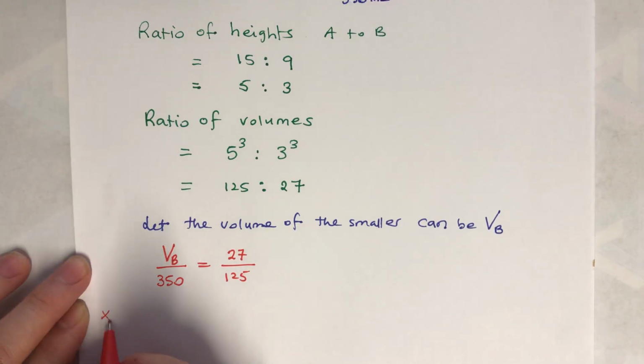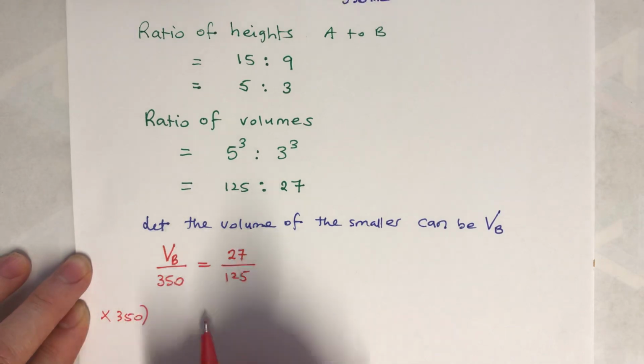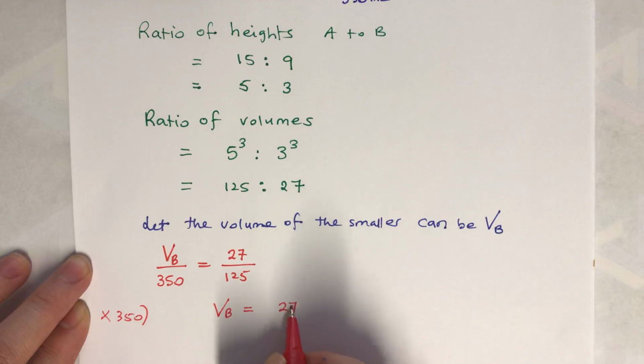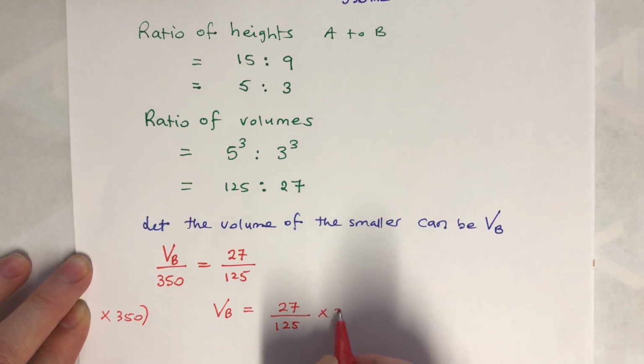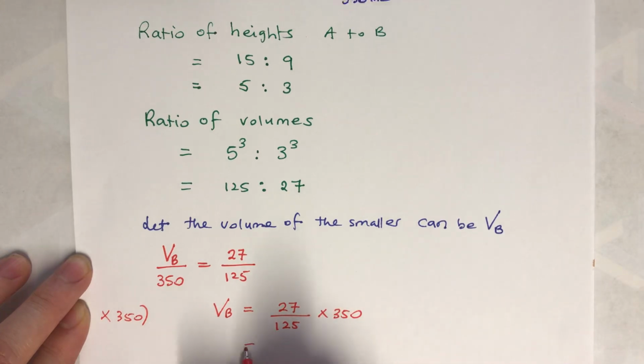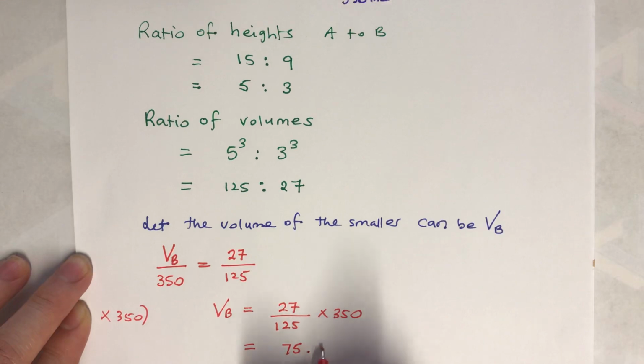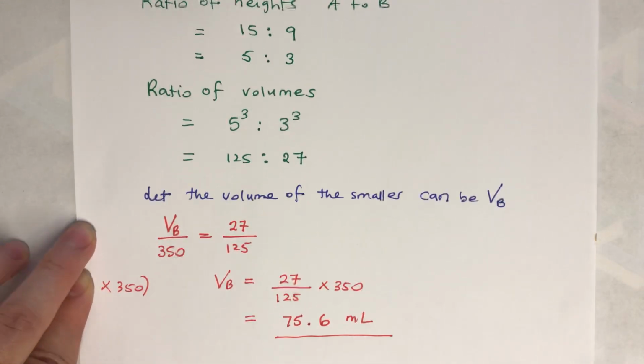Of course I want to make VB the subject, so I'm going to multiply by 350 on both sides. So VB equals 27 over 125 times 350, and use your calculator. You will get 75.6 milliliters. Okay, so that's the answer.